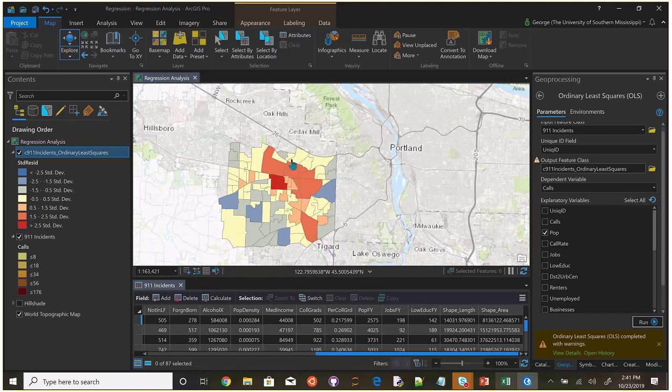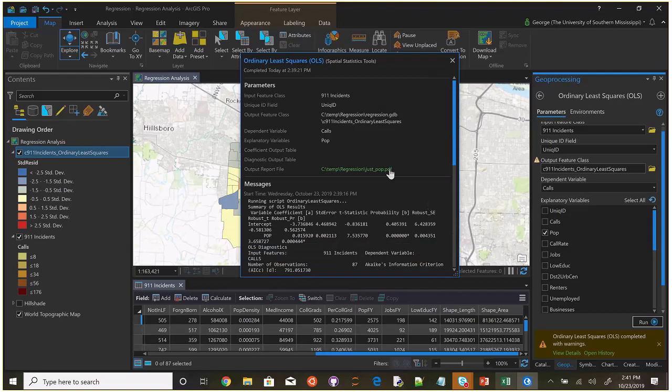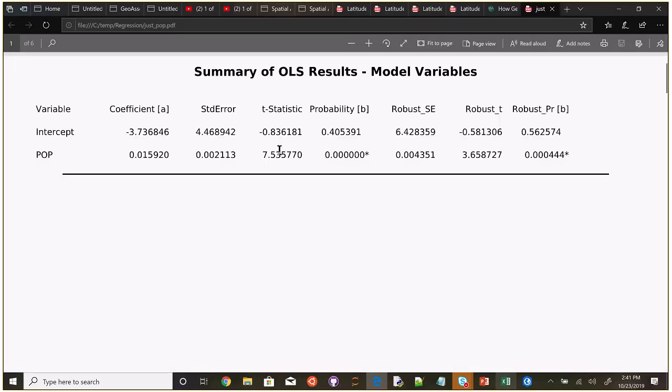This definitely looks like the downtown corridor is an area of positive residuals, and the periphery is an area of negative residuals. So if I look at the report, I'll be able to see what the strength of this relationship is, and I can see that it is still significant, okay? But look at the population coefficient. That's not very big, but it is significant, at least.